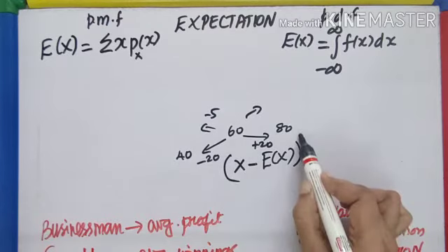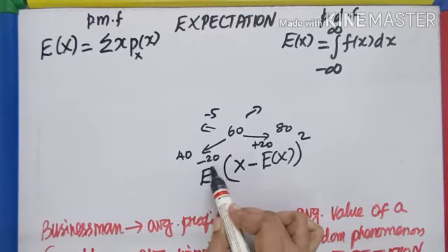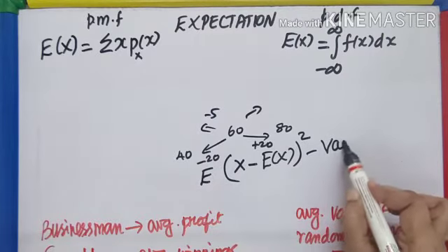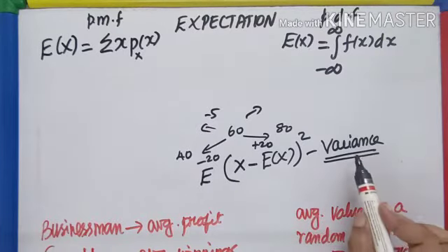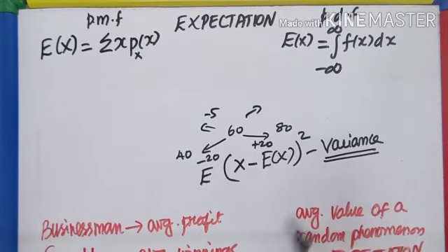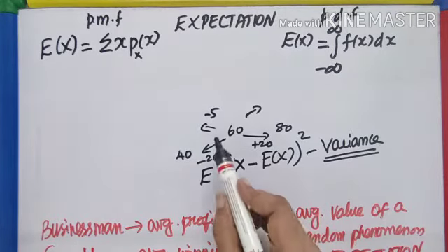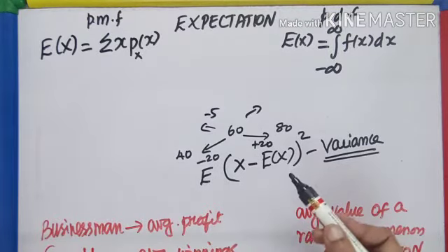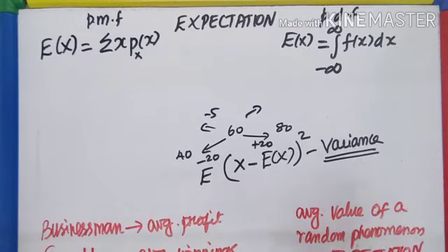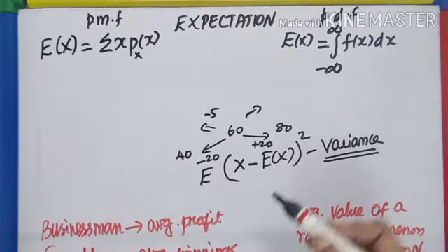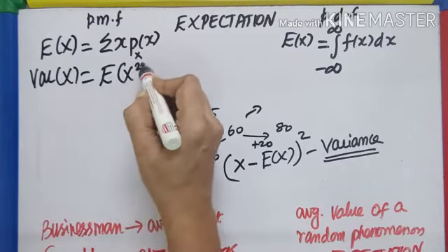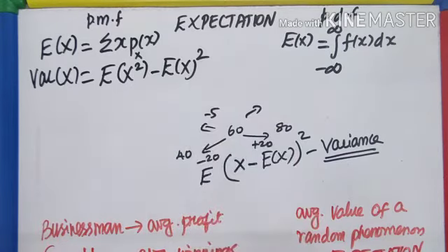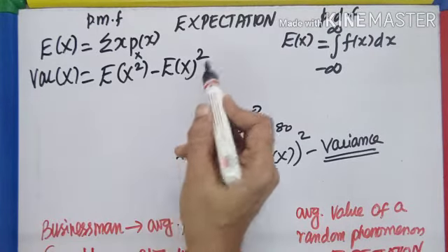So square it, and then find E of that. That we call variance. The word variance tells me how much it varies, how much it changes. So the variance is E of (X minus E of X) the whole square. But subtracting from the average mark every time and then squaring is a difficult concept. So to ease our calculation, we apply this expansion and simplify this way. Variance of X is E of X square minus (E of X) the whole square. It is the same here also: E of X square minus (E of X) the whole square.